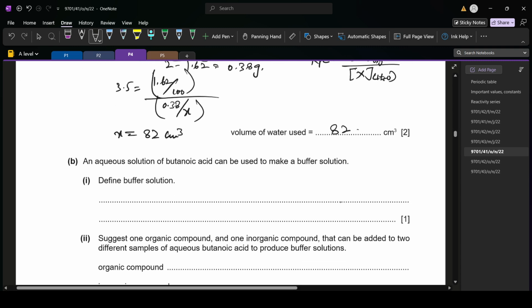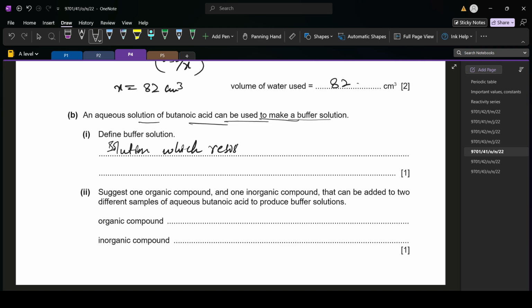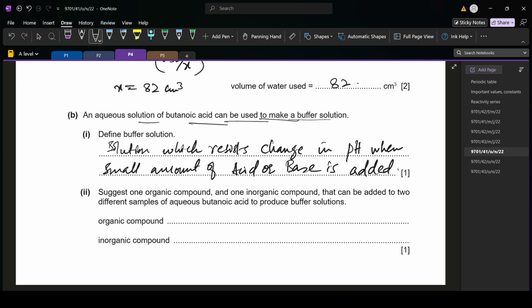Moving towards the next part. An aqueous solution of butanoic acid can be used to make a buffer solution. So what is a buffer solution? This is the solution which resists change in pH when a small amount of acid or base is added.